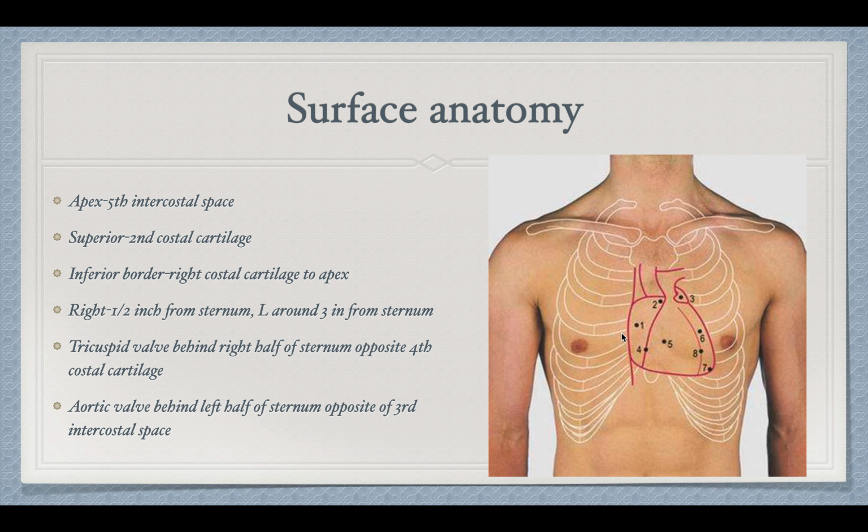Okay, so the apex is going to be in the fifth intercostal space, and the tricuspid valve is going to be behind the right half of the sternum, opposite from the fourth cartilage, so right here. And the aortic valve is going to be behind the sternum, opposite of the third intercostal space. We need to know where the apex is and the bare area, once again, for a pericardiocentesis.